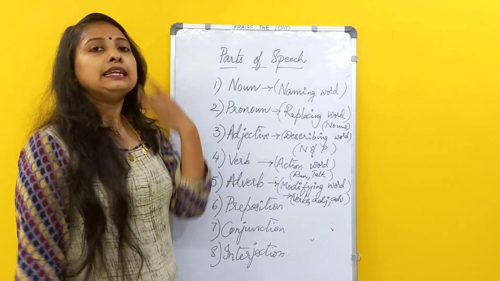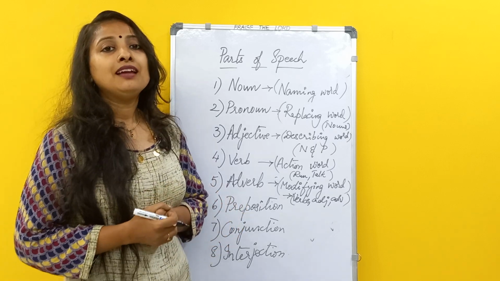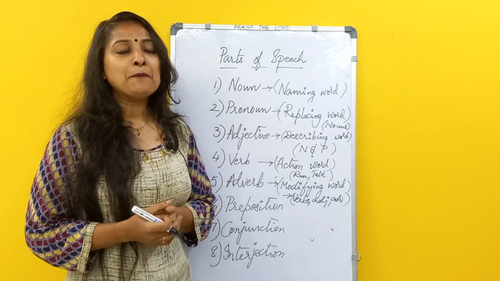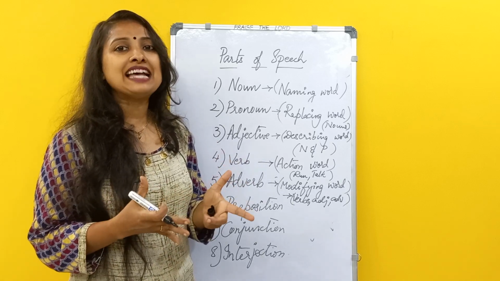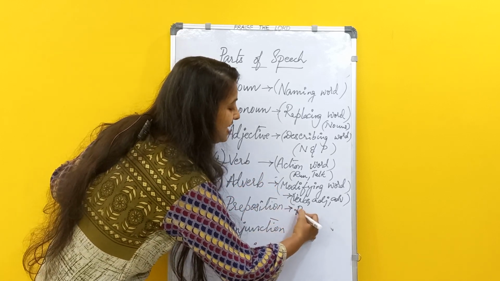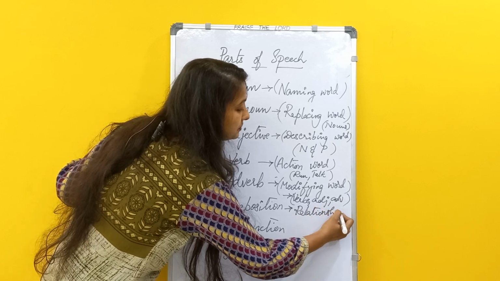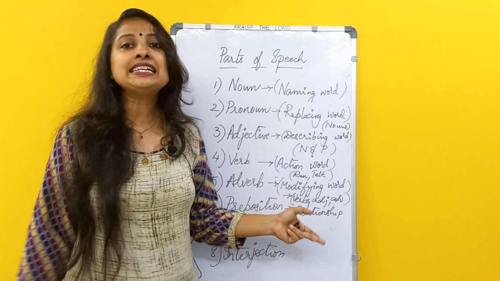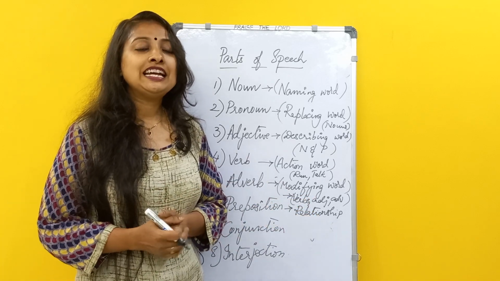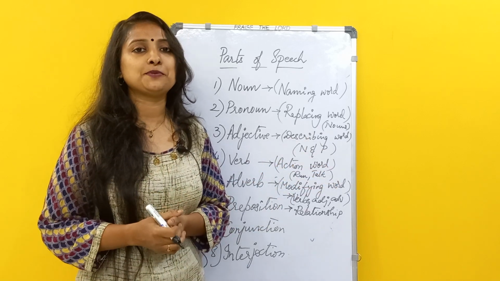Right? Next, coming to prepositions. How can we term a preposition? Preposition can be termed as a relationship word. What is a relationship word? It just frames a relation between words or phrases.